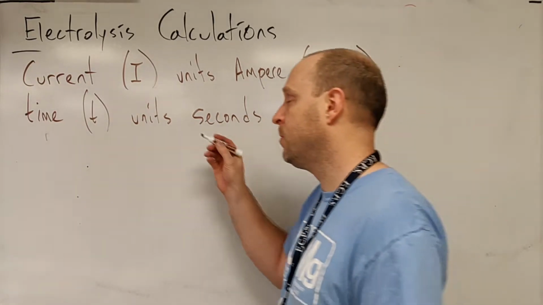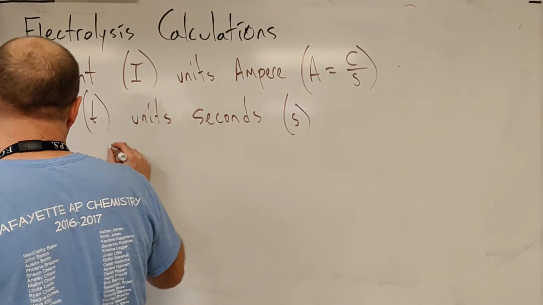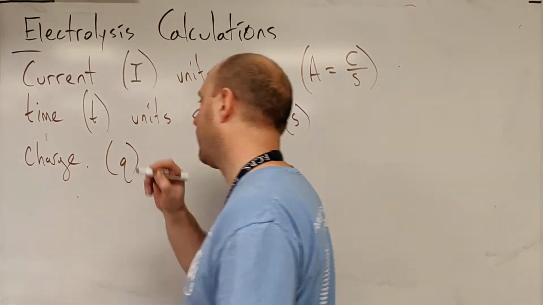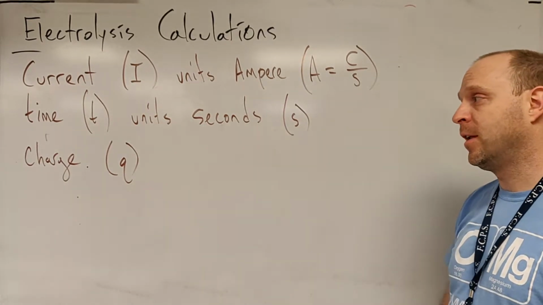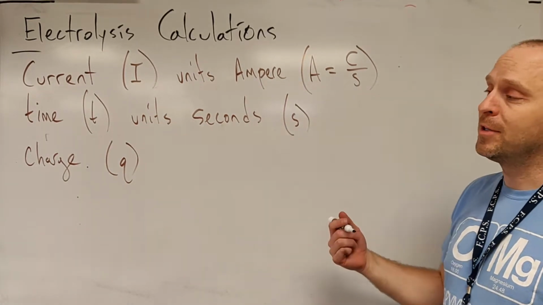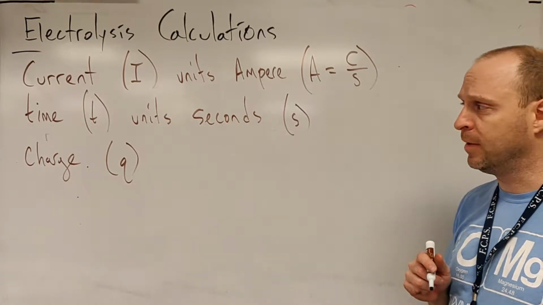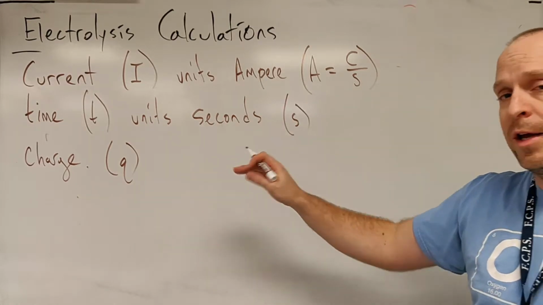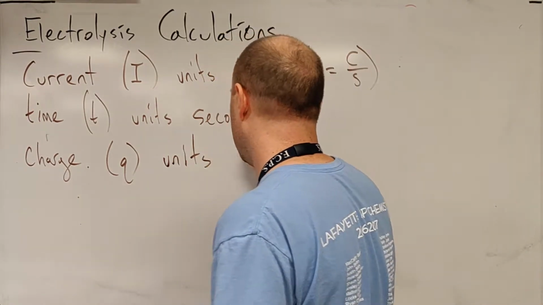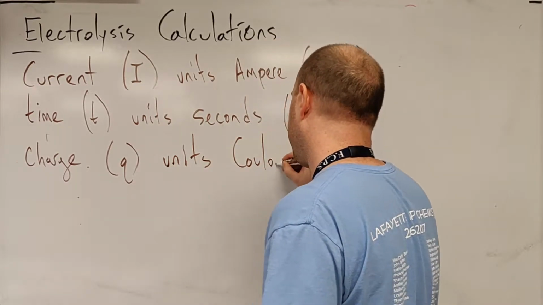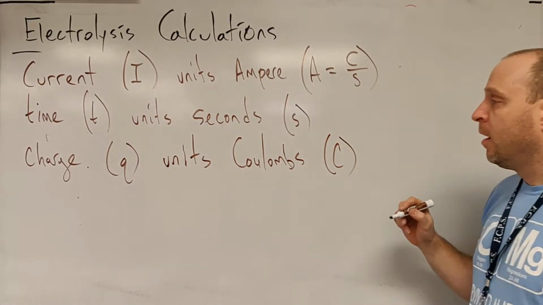We still need coulombs, which is a measure of electric charge. Generally, you'll use a lowercase or uppercase q for this. In electrochemistry, it's a little dangerous to use the capital Q because that's used for reaction quotients in equilibrium problems, and that's a pretty big deal. So I'll use the lowercase q here. The units on this are going to be coulombs, and that's a capital C.